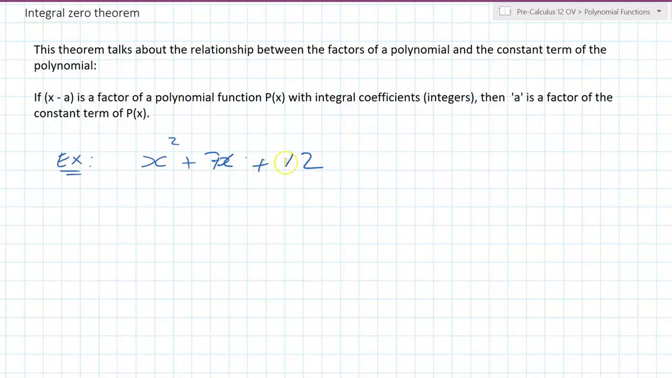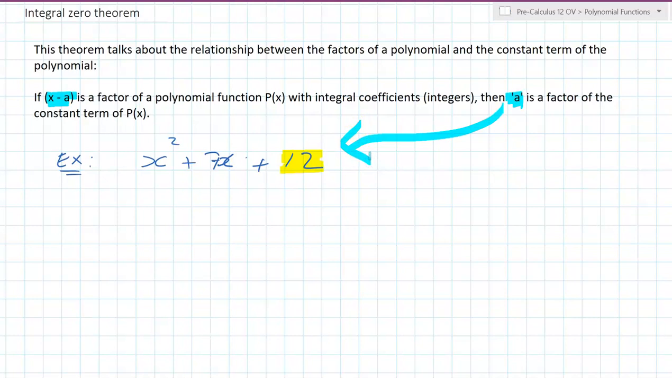So suppose you have this polynomial here. This 12 is called the constant term. It doesn't have a variable. The theorem says that if all the coefficients of the terms of this polynomial are integers, so 7 is an integer, 1 is an integer, so it cannot be a fraction or decimal or anything like that. It has to be integer values for coefficients. If this polynomial has any factor of the form x minus a right here, then this a has to be coming from the factors of 12.